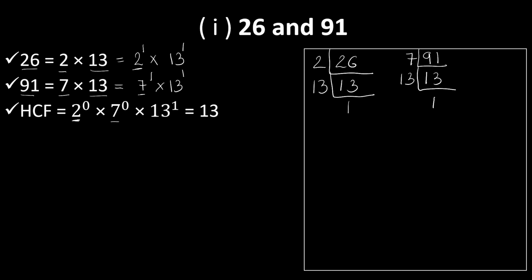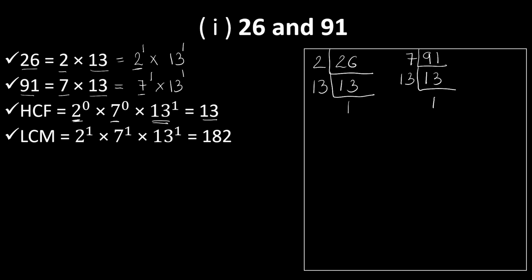And since 13 occurs in both of them once, we will write 13 raised to 1. And hence our HCF here would be 2 raised to 0 into 7 raised to 0 into 13 raised to 1, which is equal to 13. Because any positive or negative number raised to 0 gives us 1 as its value. So 2 raised to 0 will be 1, 7 raised to 0 will be 1, multiplied with 13 raised to 1 gives us the entire highest common factor as 13.